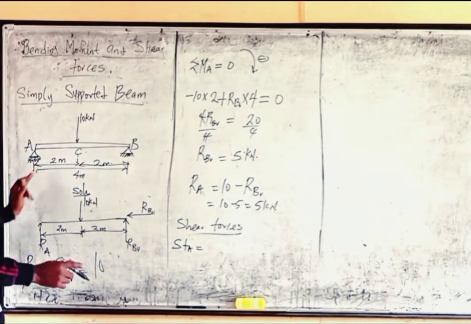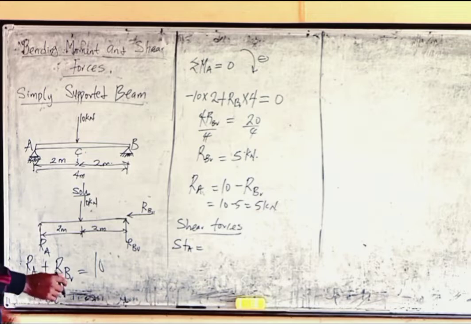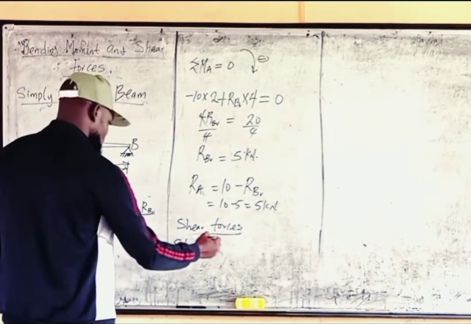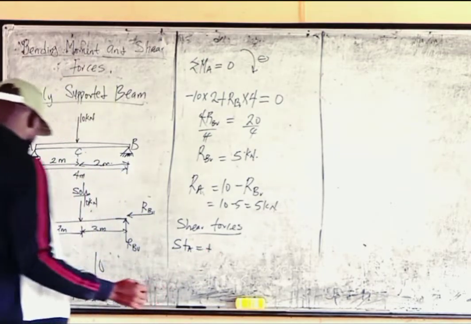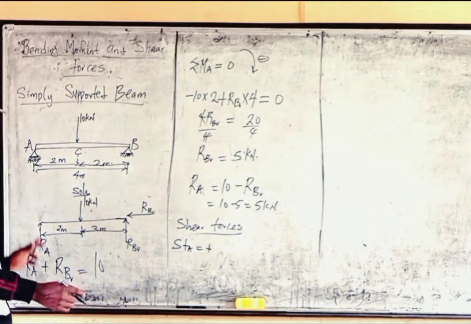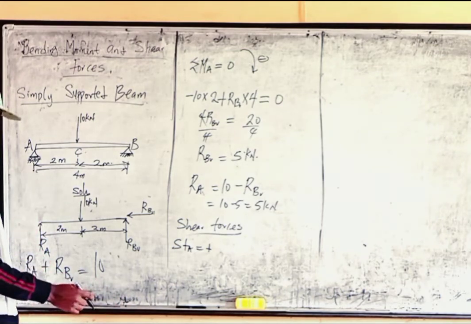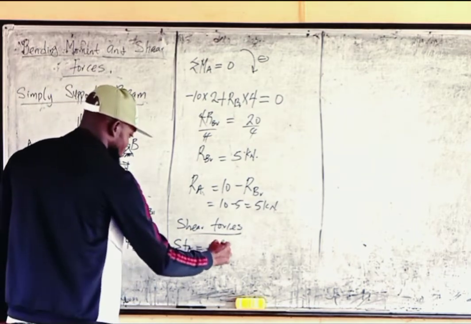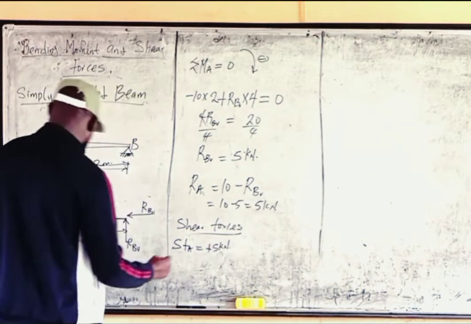Look at the shear force we have. It's positive, right? It's positive. So we have the shear force as plus RA, and the shear force we're having, what is the value of RA? RA is 5 kilonewtons. That's the shear force we are having.